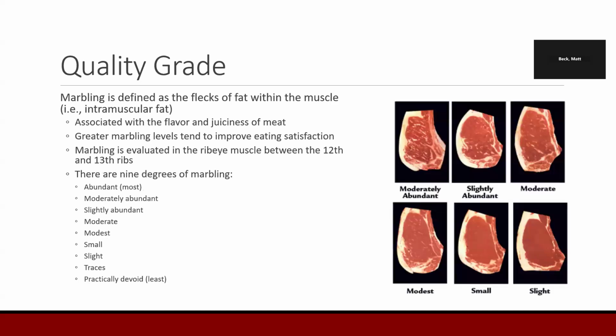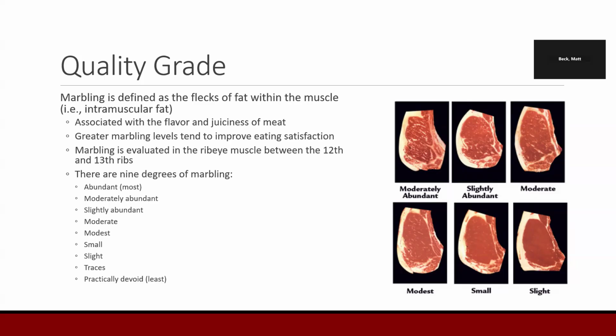Okay. All right, quality grade. Marbling is defined as the white flecks of fat that are contained within muscle. So why is it good? It's associated with flavor and juiciness of an animal. Higher marbling animals tend to be more tender too. So it's really an estimate of palatability to a consumer. So how much pleasure do we get from eating that steak?